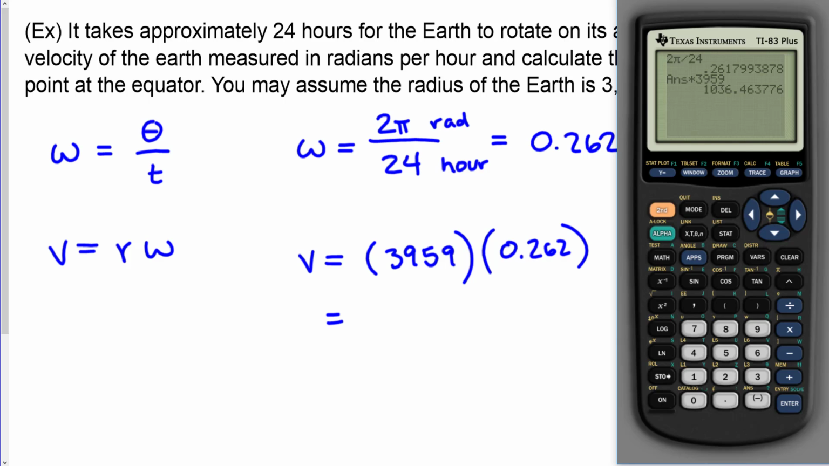So for instance here, I get approximately 1,036. So the radius we had in miles, and we were doing this per hour, so this would be 1,036 miles per hour. Now, if I had used the rounded number, 0.262 times 3959, it comes out to something slightly different.